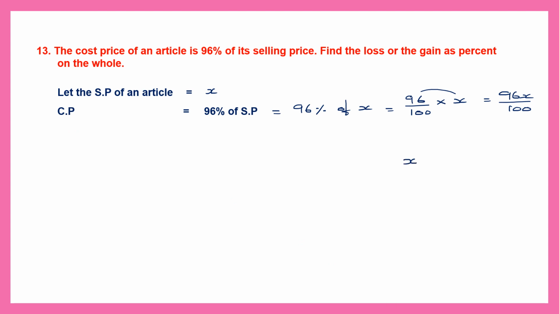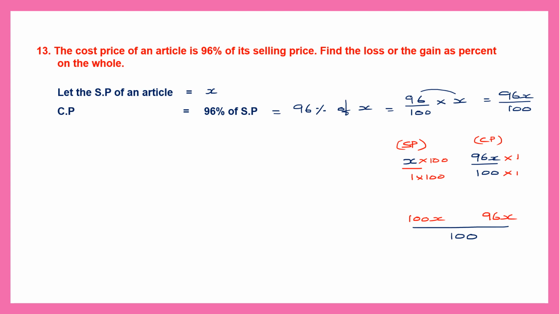So let's work that out. Let's take the selling price X and let's take the cost price 96x by 100. Now we are going to find out which is greater. So let's give this the denominator 1. The LCM here is 100. So remember, this is the selling price and this is the cost price. So denominator is 100. 1 into 100 is 100. So x into 100 is 100x, and here we have 100 into 1. So 96x into 1 is 96x.